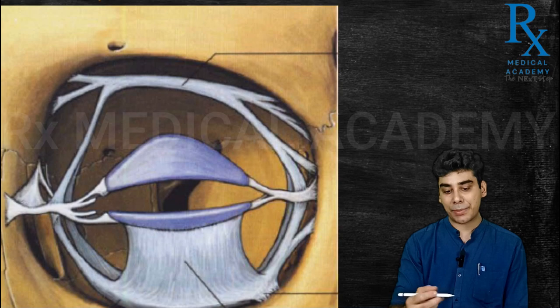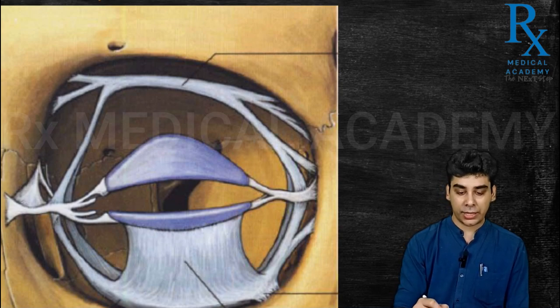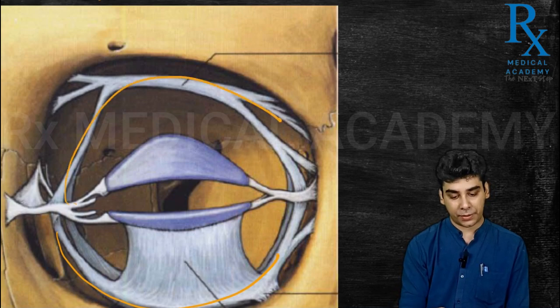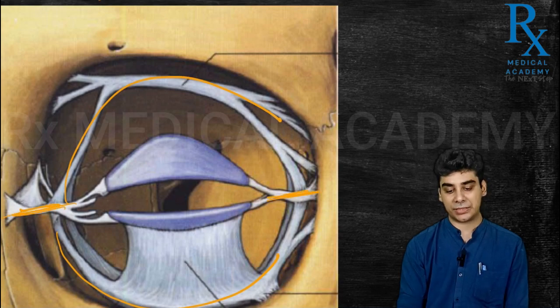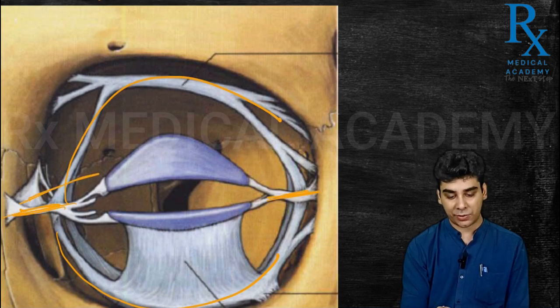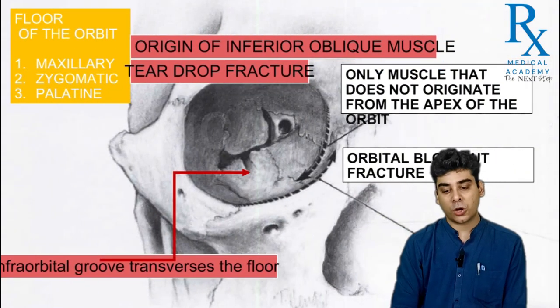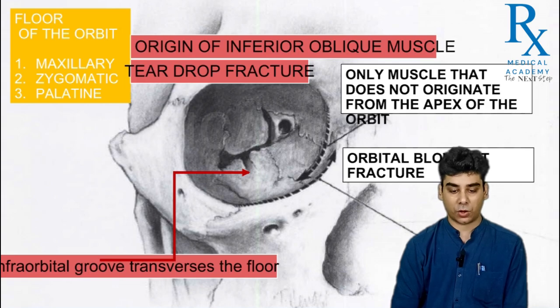So this is just a diagrammatic representation to show you what the Lockwood's ligament, which is this one, and the Whitnall's ligament look like, along with the ligaments to attach the lids, or the palpebral ligaments, right? And we also have a lateral rectus ligament over here. Now coming on to the next wall, which is the floor of the orbit.